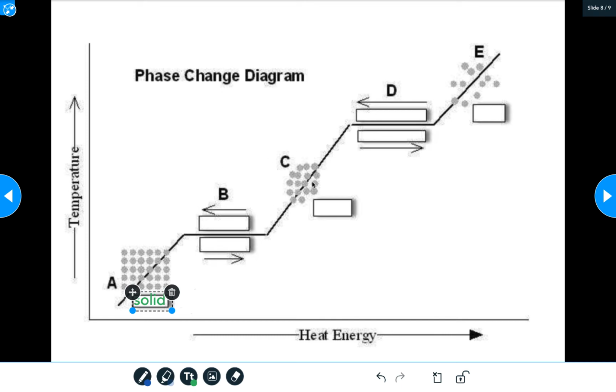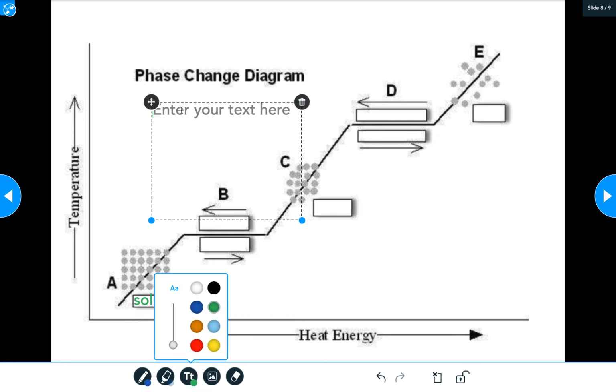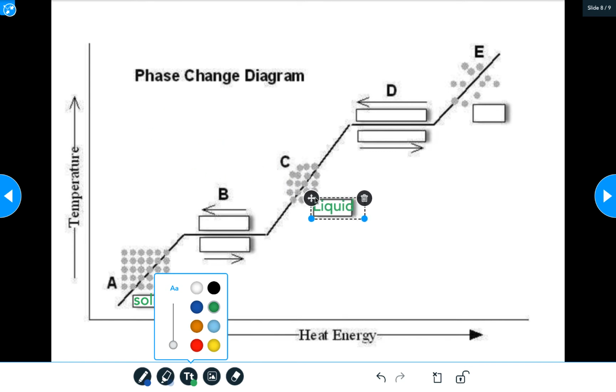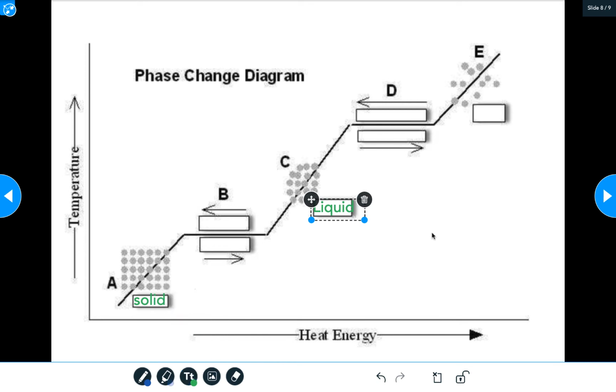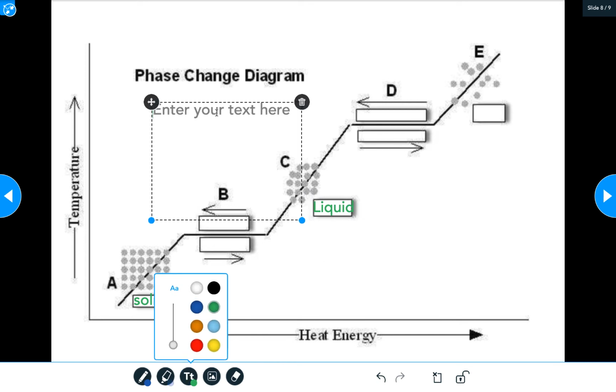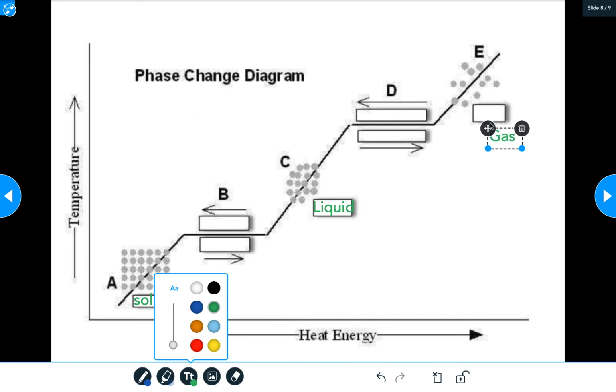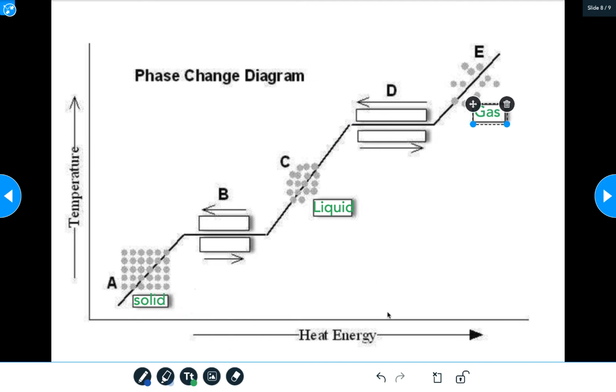Alright, so this was a solid. If we're going from solid to liquid to gas, this has to be a gas, right? Or a liquid. So we're going to type liquid in here and drag it to this spot. Liquid. Okay, if this one's solid, this one's liquid, this must be gas, right? So let's add another box. Type in gas. Drag it over here. Okay, so what do you notice so far about this diagram?